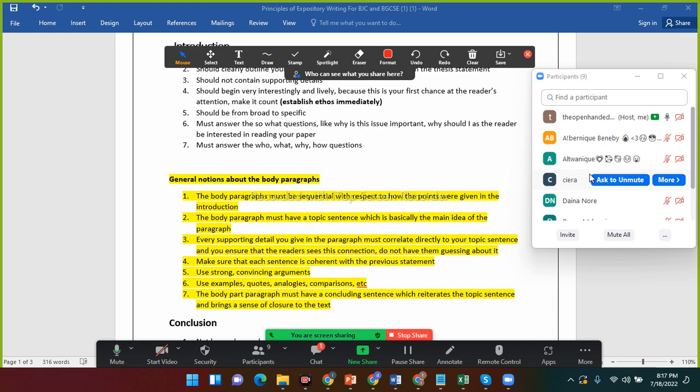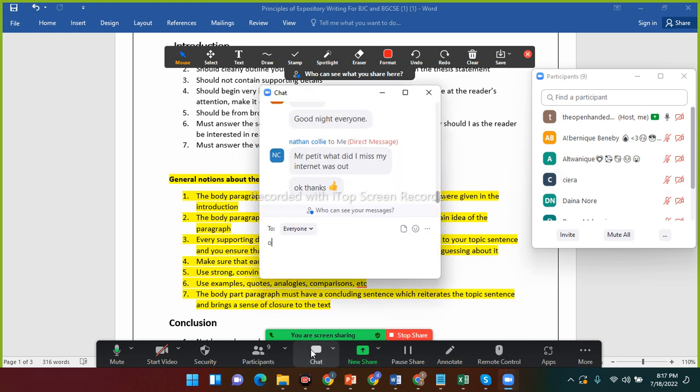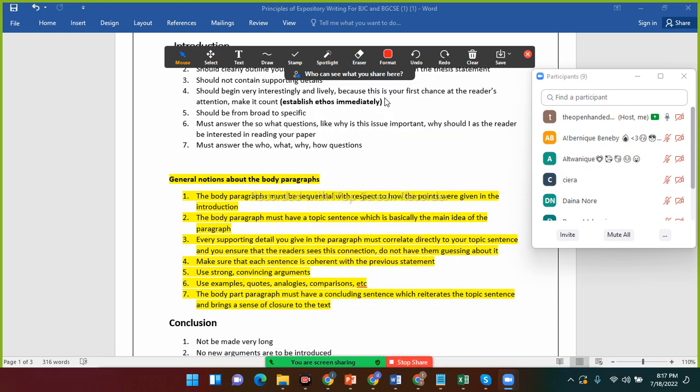So if you're thinking about your essay and your position, and you're asking what idea you should use, think about the strongest argument. Think about the most convincing argument that you could give on behalf of your essay. Use strong and convincing arguments. Can you read number 6?